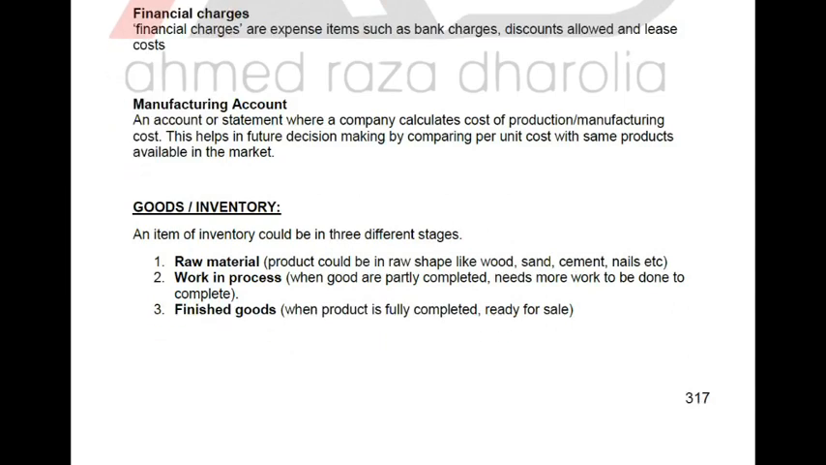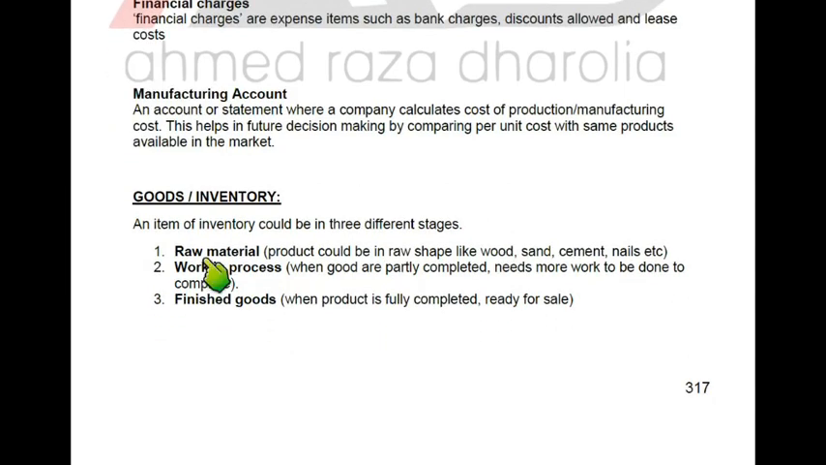So secondly, we have inventory. Now we already know what inventory means. From a manufacturer's perspective, there are three types of inventory in the manufacturing account. Firstly, it is raw material. Raw material is the ingredients or components that are used to make a particular product, such as plastic, metals, wood, chemicals, ink. These are all raw materials.